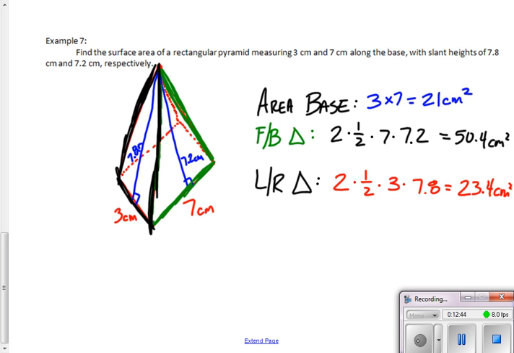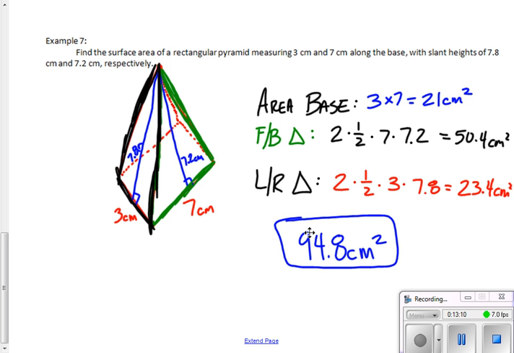Highlighted that face in black. Multiplied by 2 faces, times 1/2, base being 3, slant height 7.8, giving us a grand total of 23.4 centimeters squared. Now we need to figure out the entire surface area. So I had to add all those surface areas together, and we would wind up with 94.8 centimeters squared. This will conclude lesson 68 on surface area of cones, spheres, and pyramids.